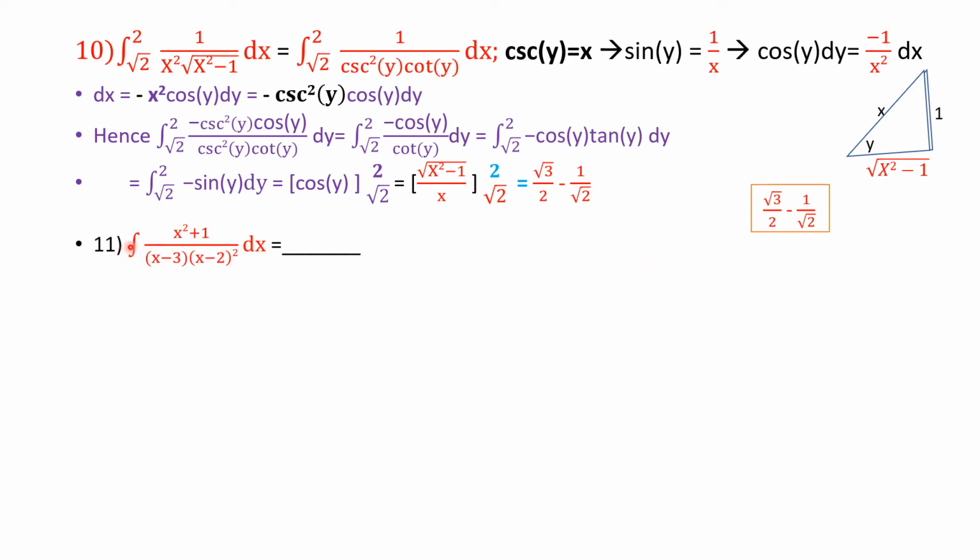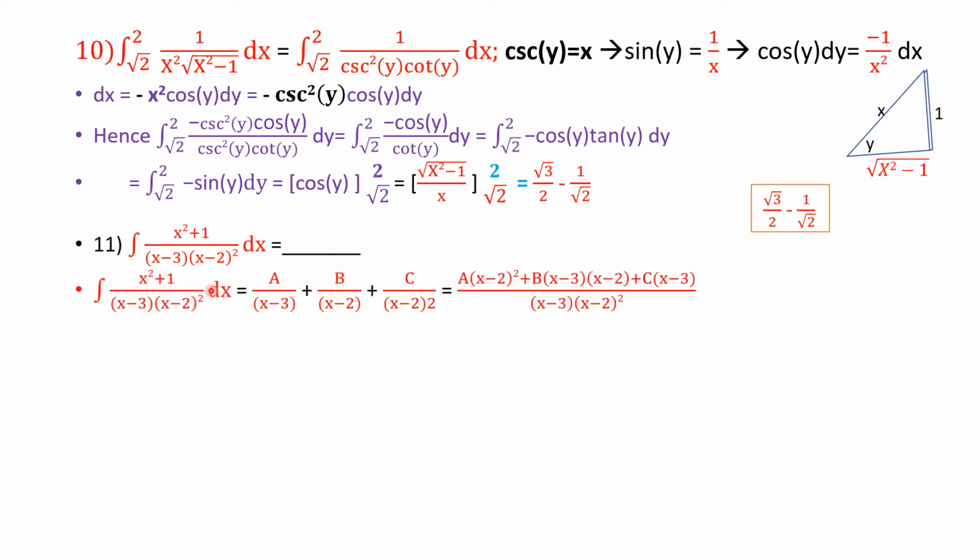Question number 11 is also integration, but this time the function is x squared plus 1 divided by x minus 3 multiplied by x minus 2 squared dx. It looks like we have to do integration by partial fractions, and to do so we will just jump right in. We're going to say that the first is a divided by the x minus 3 factor over here, plus b divided by x minus 2, plus c divided by x minus 2 squared.